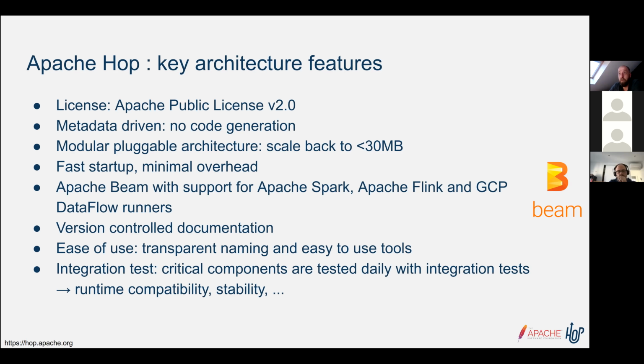Fast startup, minimal overhead, and Apache Beam is another important one, as a plugin again. Apache Beam is a project that adds a unified layer for Apache Spark, Apache Flink, and Google Dataflow. So our pipelines can run on Hop's local runtime, or on the Spark, Flink, and Dataflow runtimes, basically without changing any of the code.